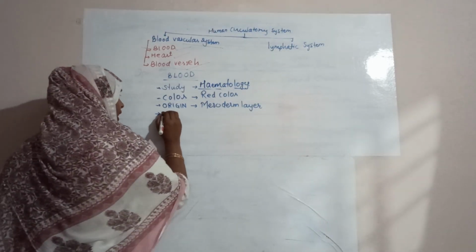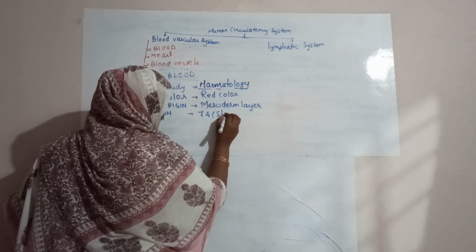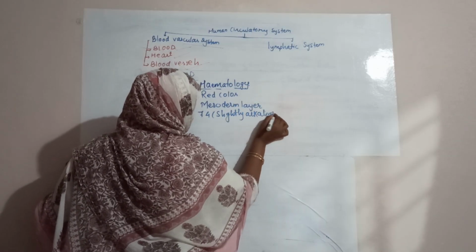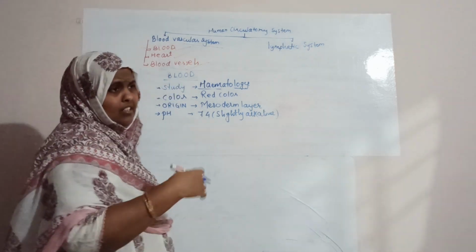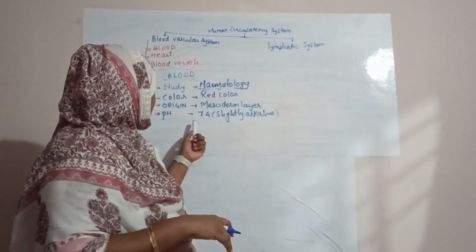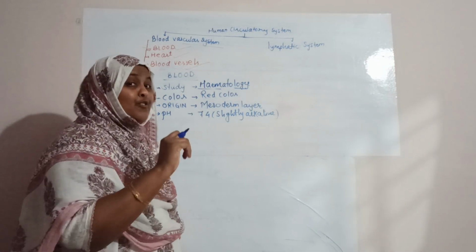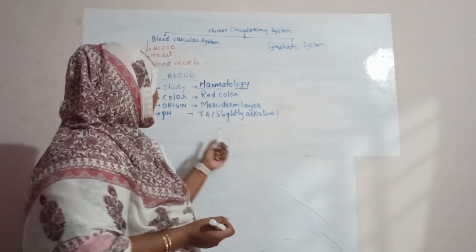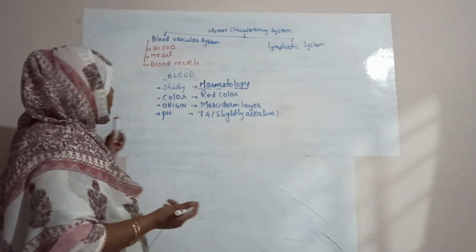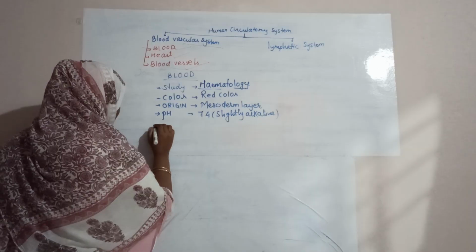Okay. Then the pH of the blood is 7.4. 7.4 means slightly alkaline in nature. Because in our blood some organic substances, inorganic substances, proteins, different things are present. That's why the blood is slightly alkaline. In chemistry you also study about buffer solutions. So our blood also works as a buffer. So the pH of the blood is 7.4, slightly alkaline in nature.